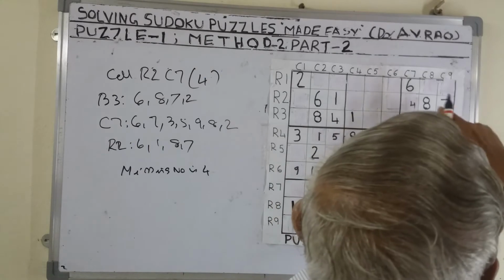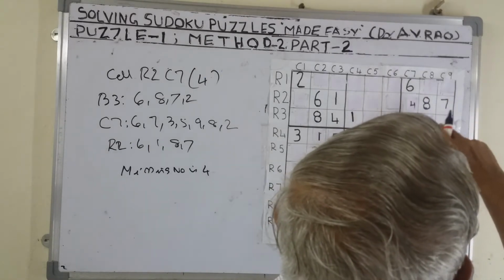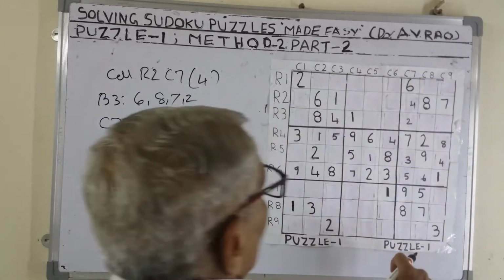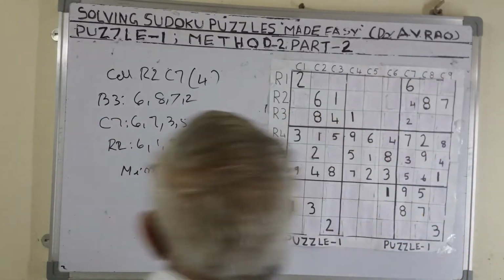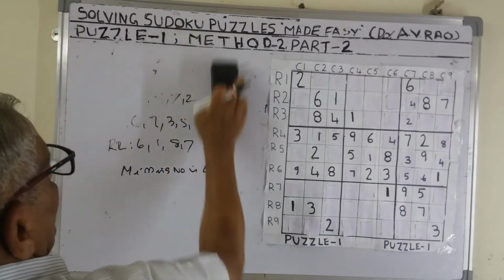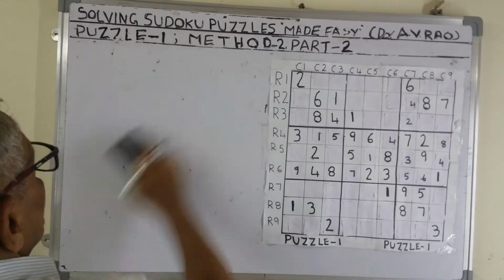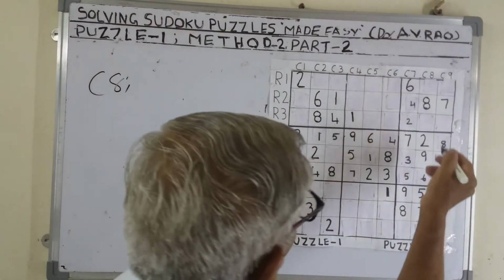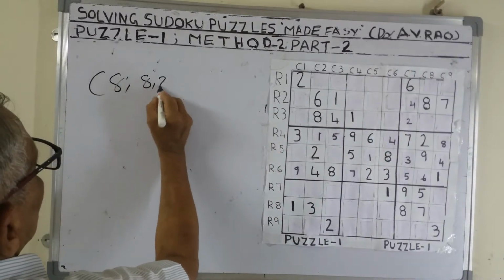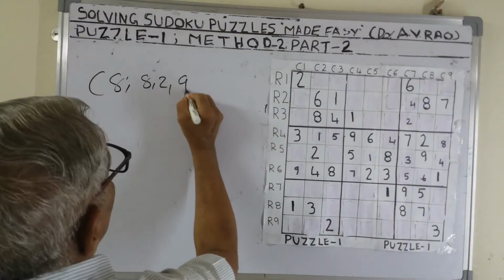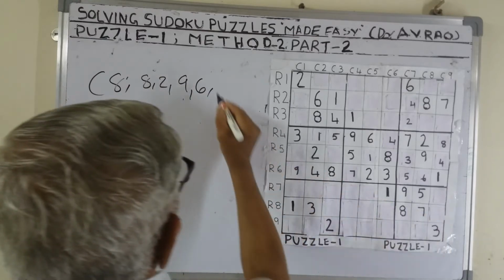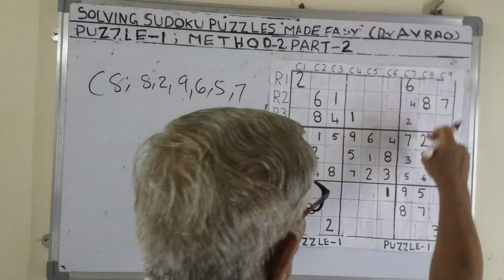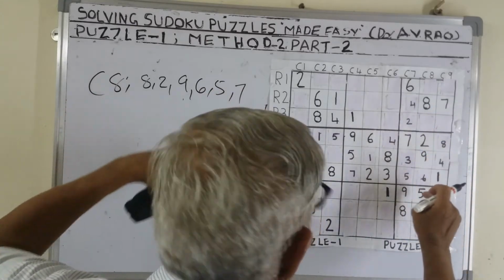Now see, in this box many cells have been filled up. Now let us fill up the other boxes. In C7 many cells have been completed. Let us go to column C8. What are all the numbers present? 8, 2, 9, 6, 5, 7. Okay.